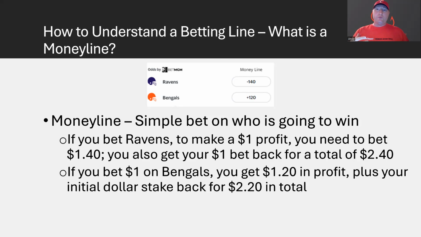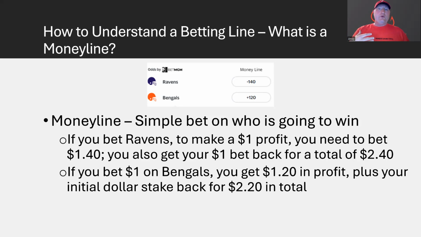Even though it's a simple, straightforward proposition, some money line bets are good bets and other money line bets are not good bets. In this particular example, if you bet the Ravens and you want to make a $1 profit, you need to bet $1.40. That's what that minus 140 means. You'll get your initial $1.40 back, and then you'll get your profit, for a total payout of $2.40 on your wager of $1.40. That's how you turn a profit.